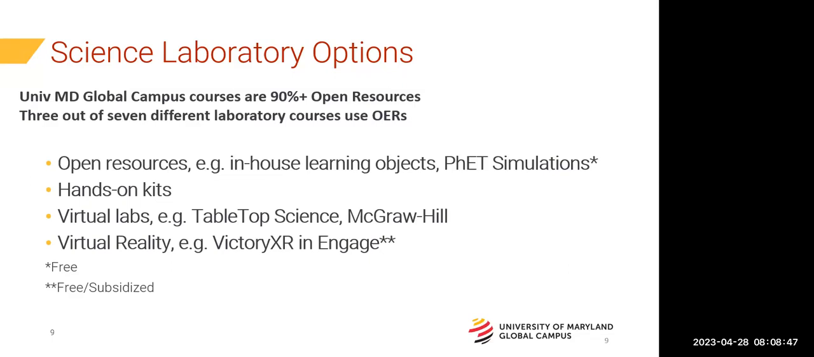And we have largely, until around 2017, depended on hands-on kits. So even a university that has a very high online presence still relied on hands-on kits. But now we are using some virtual labs from Tabletop Science and McGraw-Hill. And recently, as of this year, we're excited that we're using some virtual reality labs, and we're doing this for our anatomy course that we're offering.